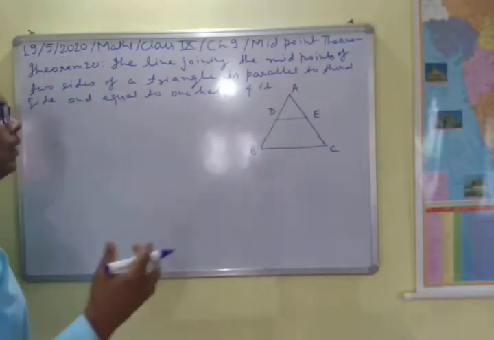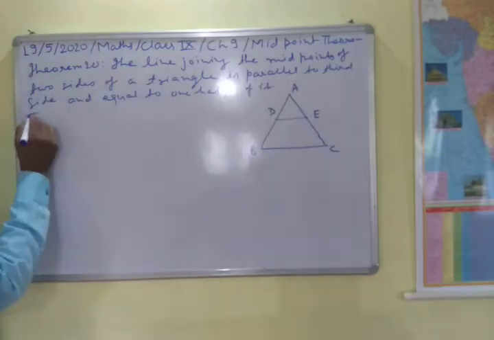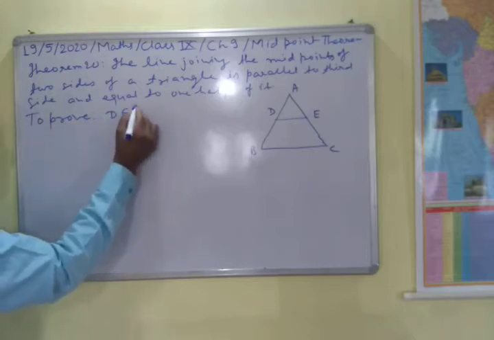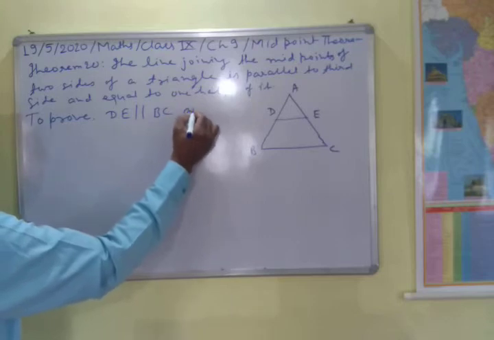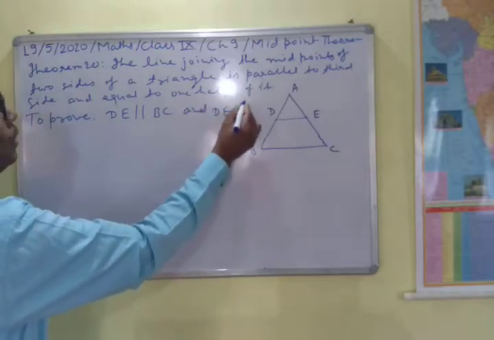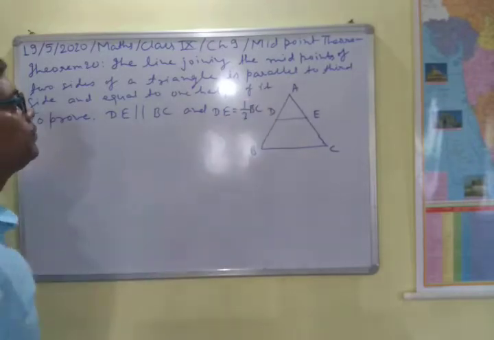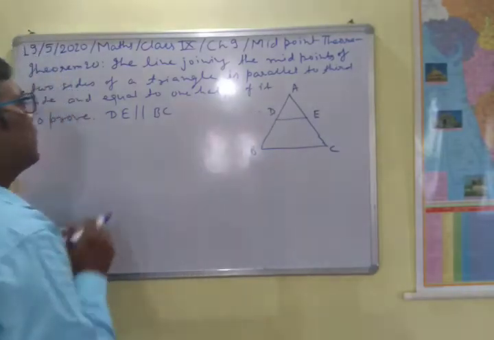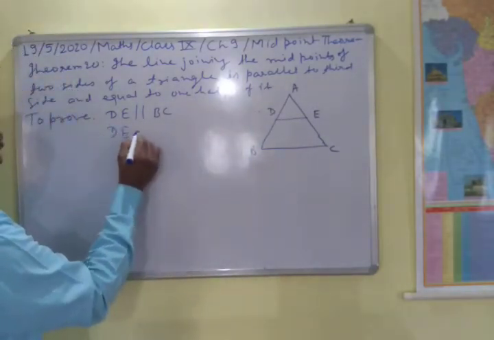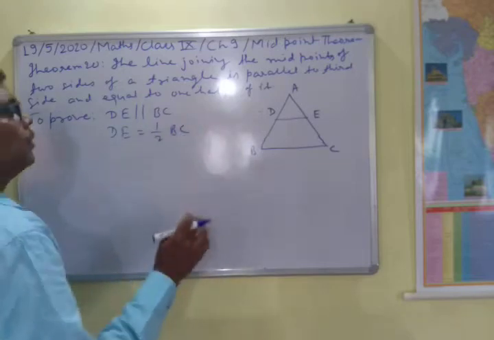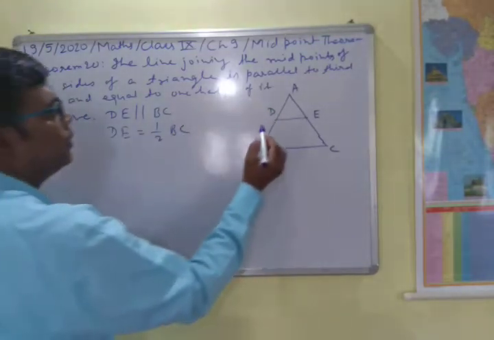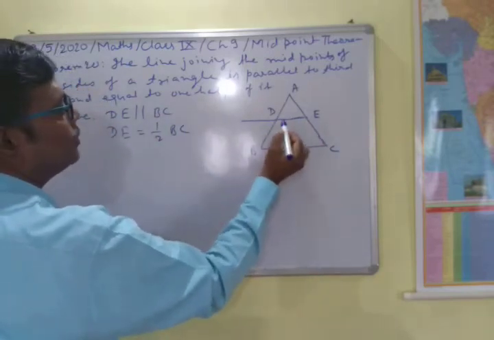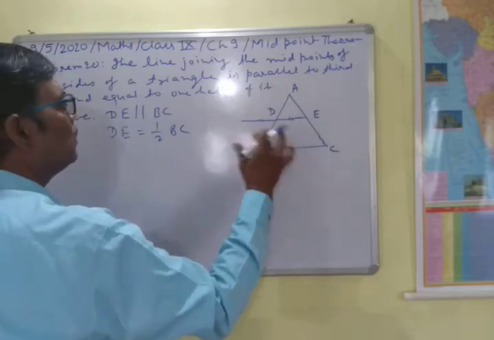So this is the theorem, and here we have to prove that DE is parallel to BC, and the other is DE equal to half BC. Okay, we have to prove this here. So to prove this, we have to do a construction. That is, you will extend this line like this, so that this will be equal to this. This is the construction here.